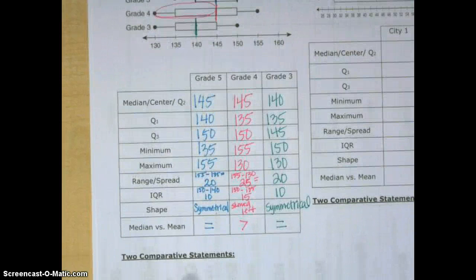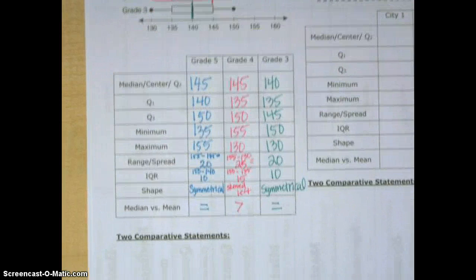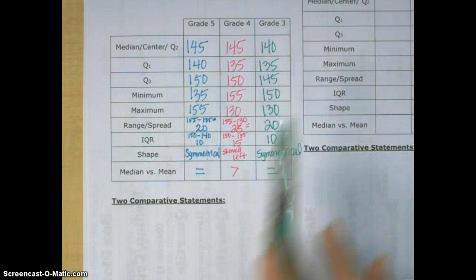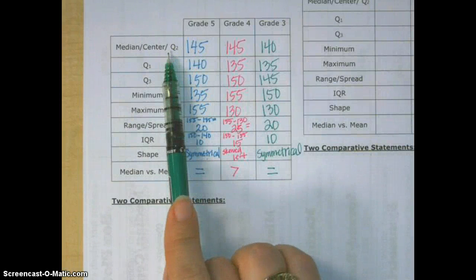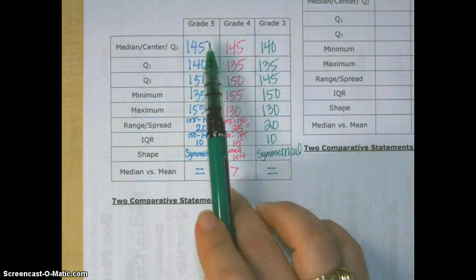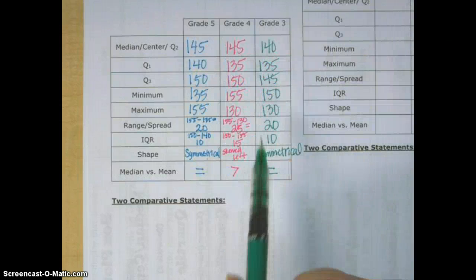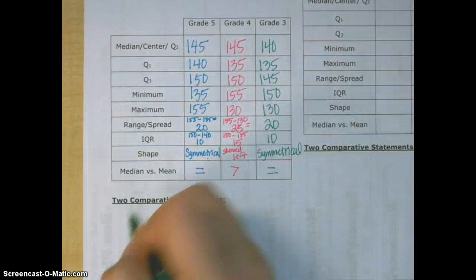So then here's the part that a lot of you I know are going to want to skip, but don't. It's the easiest part. When you write a comparative statement, you pick anything in the data. There is no wrong, well, there could be wrong answers, but there's tons of right answers. So let's just pick anything. Let's compare the medians. You could say the median for grades 5 and 4 are equal and greater than the median for grade 3. So I'm going to go ahead and write that.